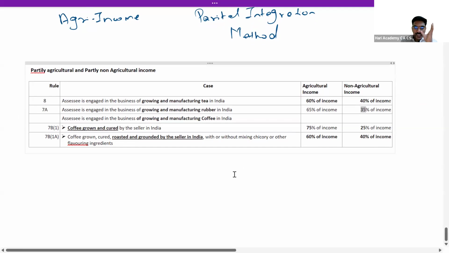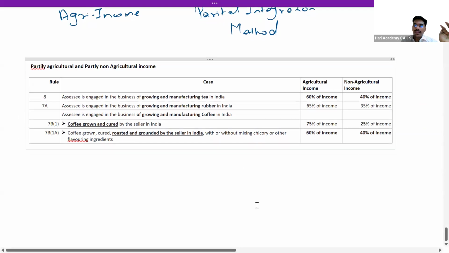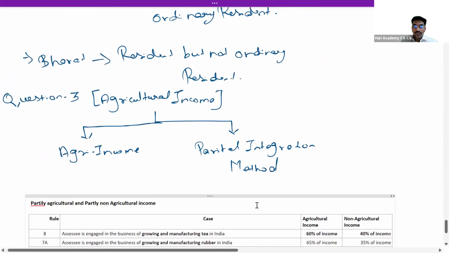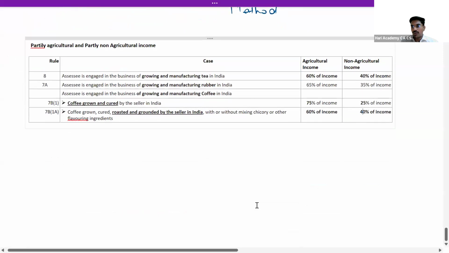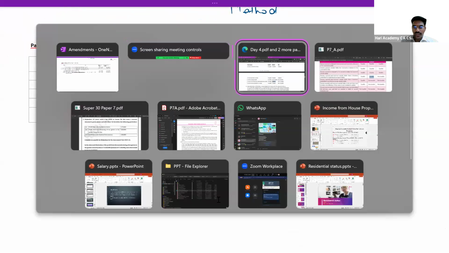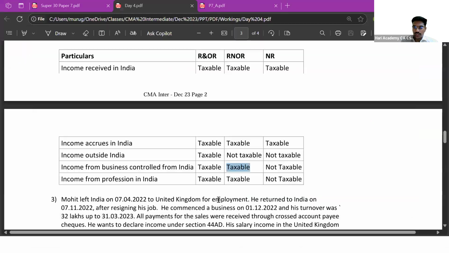And if the assessee is engaged in the business of growing and manufacturing coffee, and if the coffee is grown and cured by the seller in India, then 75% is agri income and 25% is non-agri income. If the coffee is grown, cured, roasted and ground by the seller in India, with or without mixing chicory or other flavoring ingredients, in such case 60% of the income is deemed to be agricultural income, and 40% is deemed to be non-agricultural income, right? So our first question is going to revolve around what is an agricultural income, what portion is an agricultural income, and what portion is not.